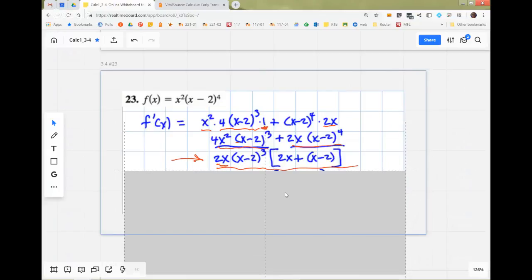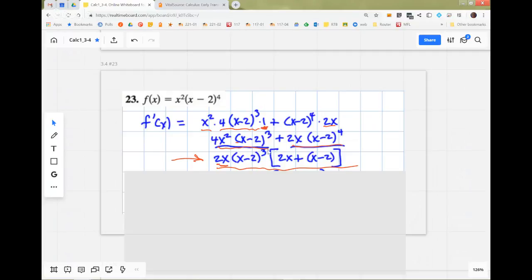Here's the part that maybe might take a little explanation. Factoring. What's in common between these two terms here? Well, for 4x squared and 2x, you could take a 2x out of that. And for x minus 2 cubed and x minus 2 to the fourth, I could take out the lower of those two, x minus 2 cubed.